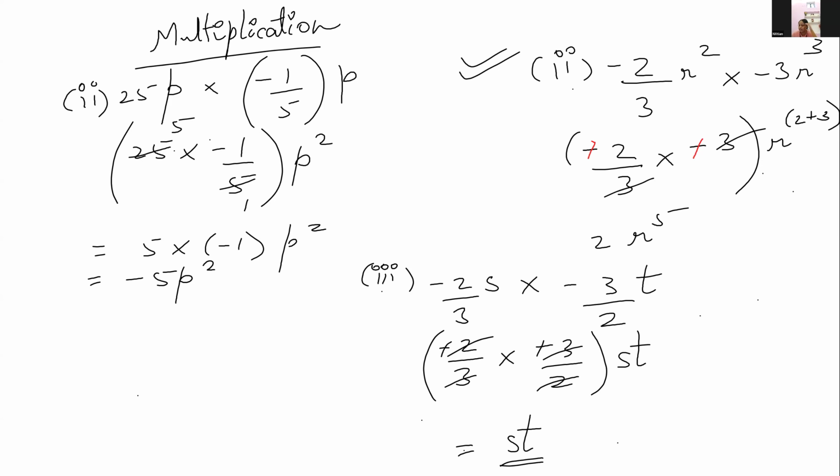All right. Now we multiplied the S and T and it became ST. Yes, Sunil. When you're multiplying two different variables, they just come together and that is your answer.